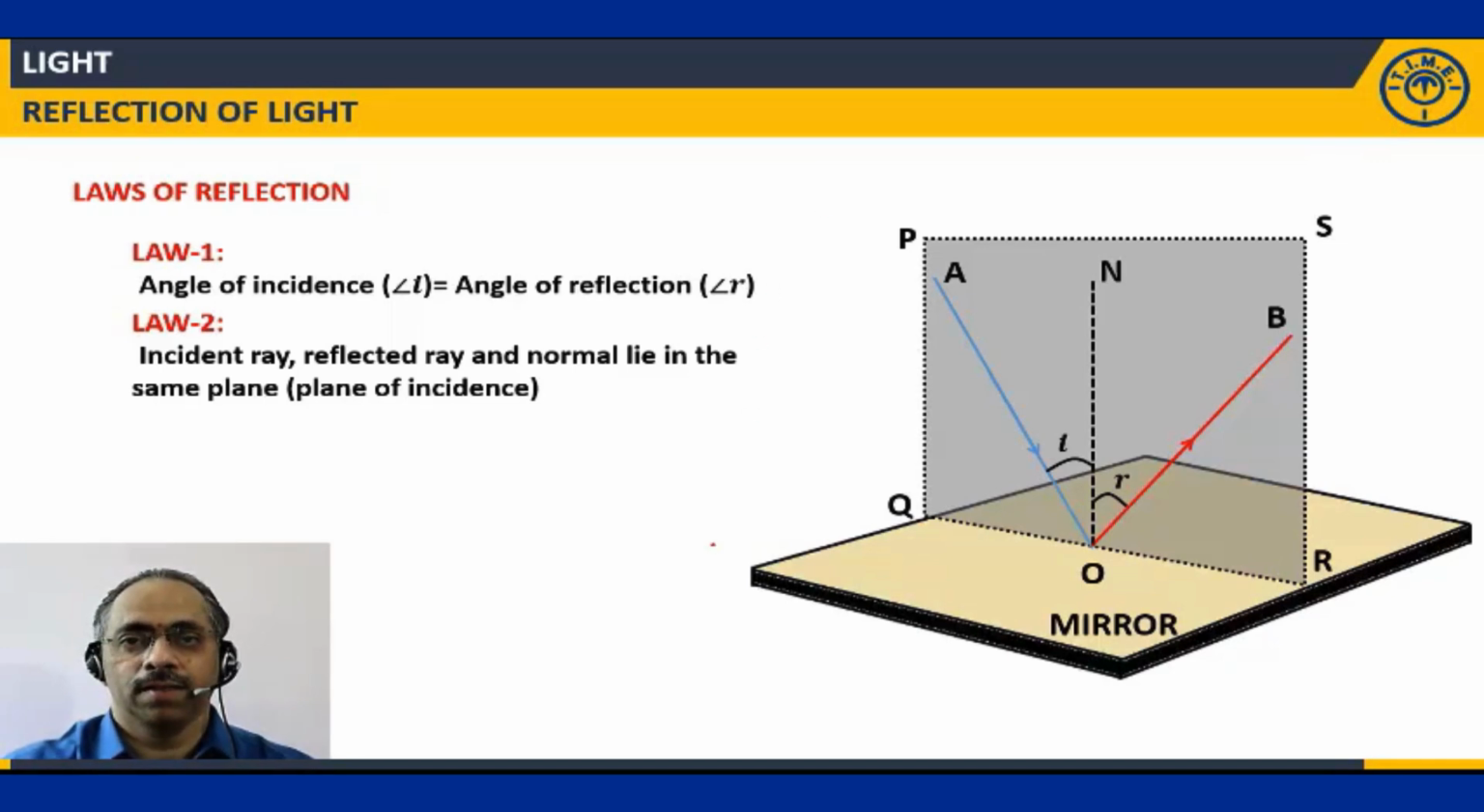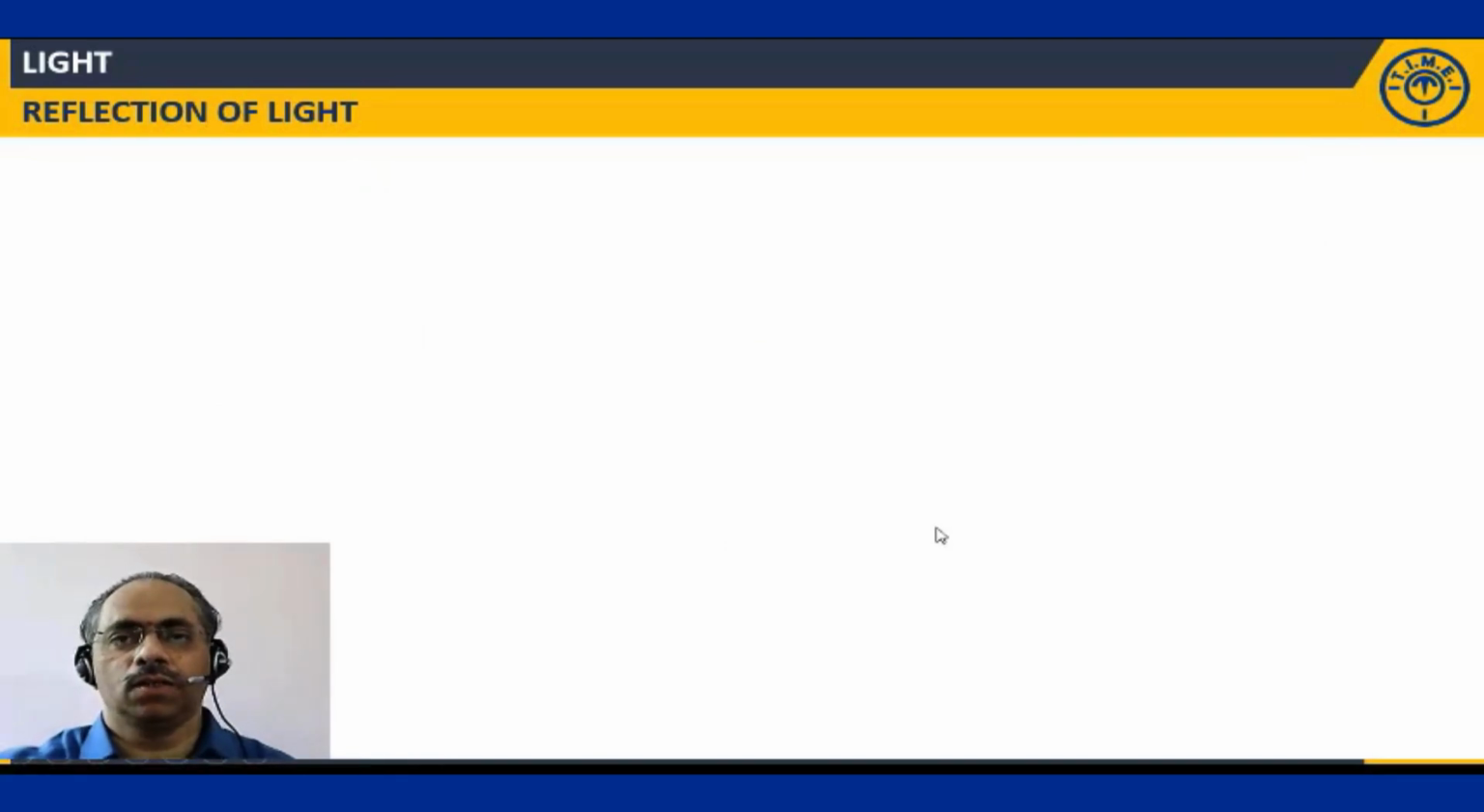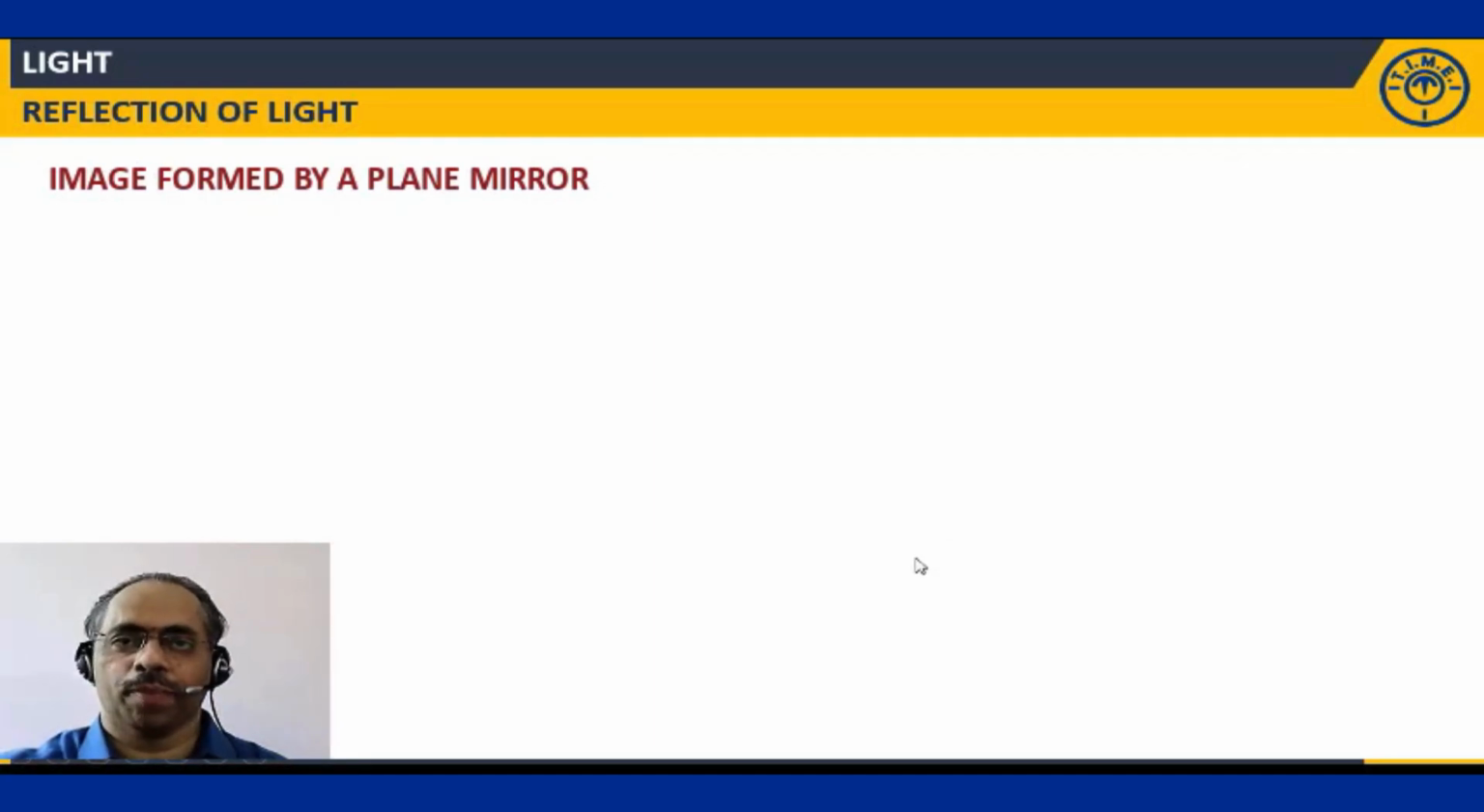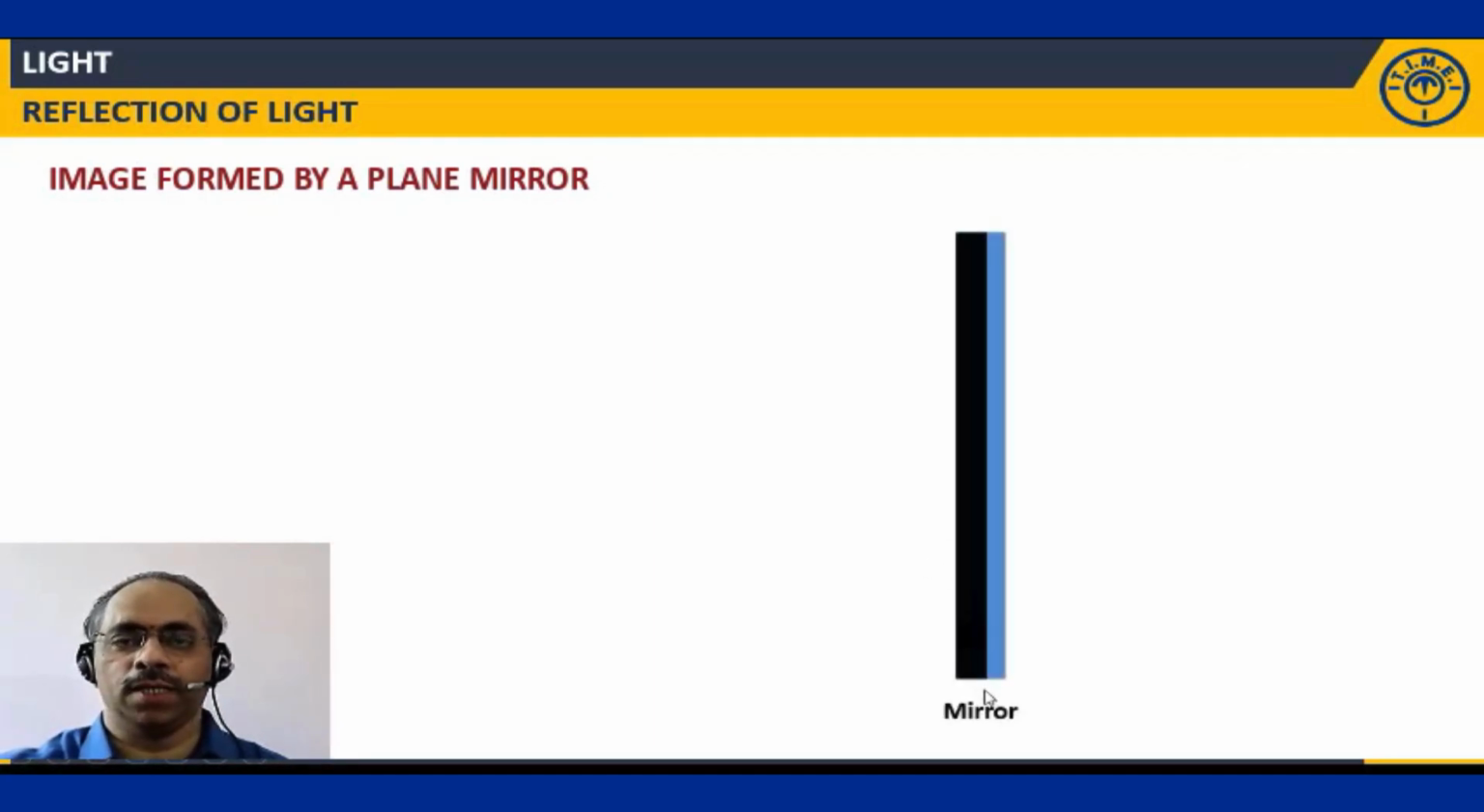We now proceed further to know the image formed by a plane mirror. So we'll take a plane mirror over here. The blue strip on the right side of this object indicates the silver coated side of the plane mirror. The black portion is the reflecting surface. Clear? Now I'll take a point object.